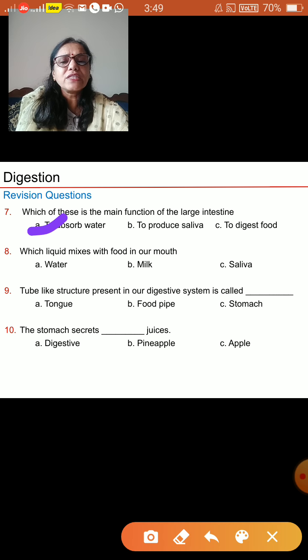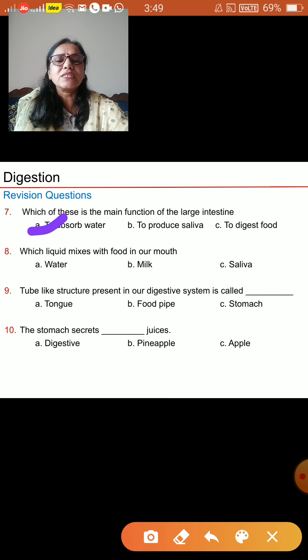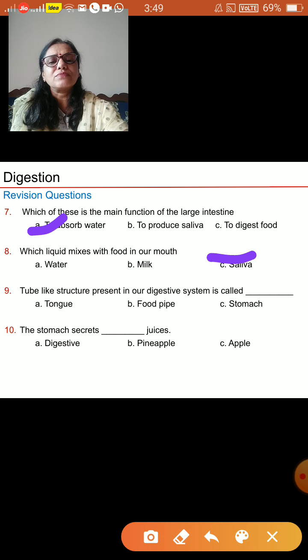Next one, which liquid mixes with food in our mouth? Water, milk or saliva? So you know saliva is present in our mouth. So saliva is the correct option. Saliva mixes with food in our mouth.